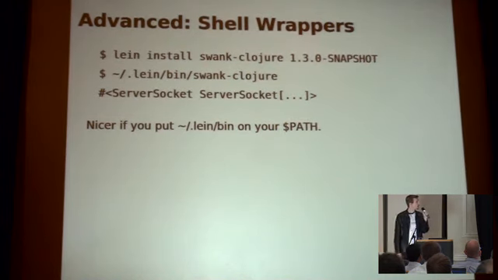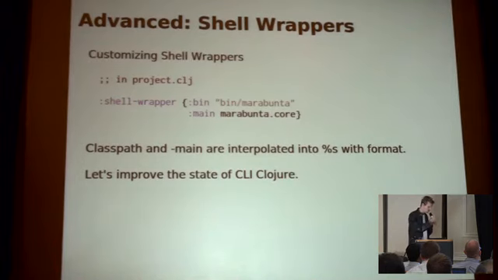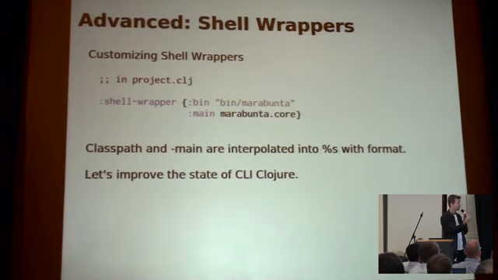So that's customizable. In your project.clj, you can say shell-wrapper true, and it'll just give you the default shell wrapper. But if you want to add some more functionality to that, maybe support some more environment variables, then you can specify a bin that you want to be the shell wrapper, and you can specify your own main in there as well. So they use this format to just interpolate that into the bin. I don't know how this is going to be used. It might just be that it doesn't go anywhere, but I think there's room for improvement with command line interaction and Clojure, and I hope this can accommodate it.